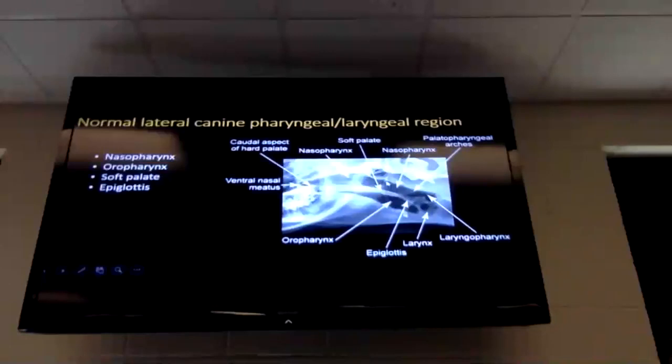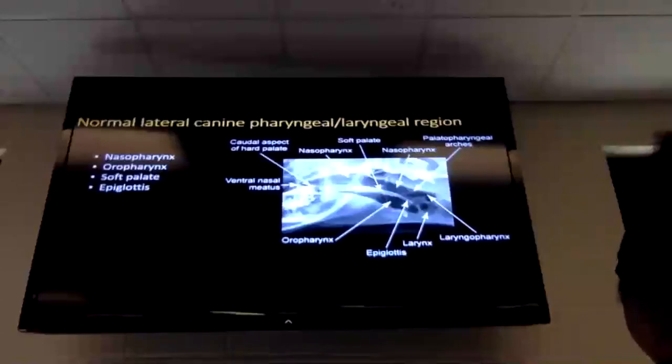Again, this would be nasopharynx, which is dorsal to the soft palate, oropharynx, ventral to the soft palate. So these are the structures you should definitely know.